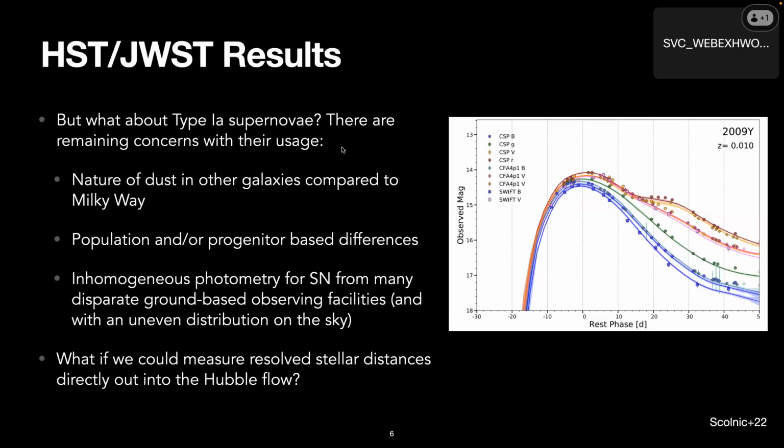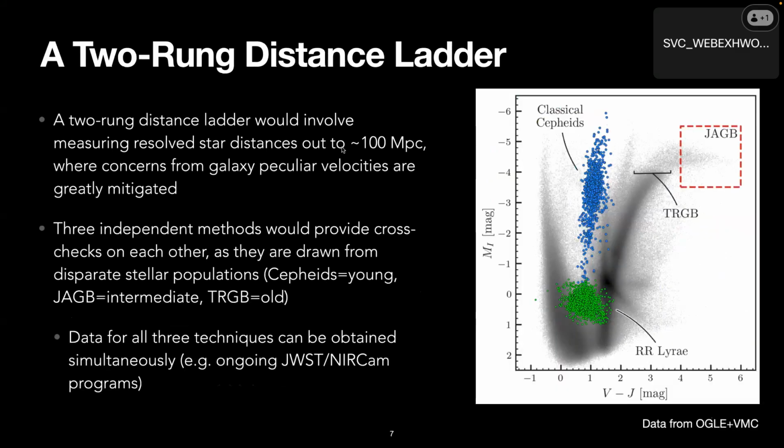A lot of work has been done to standardize these measurements, but it remains a bit of a concern. And so what if we can measure resolved star distances directly out into the Hubble flow and bypass the need for type 1a supernovae? I think that's what we can do with Habitable Worlds. This would be a two-rung distance ladder where you use geometry to directly calibrate these resolved stellar candles and use those out at 100 megaparsecs to measure the Hubble constant.